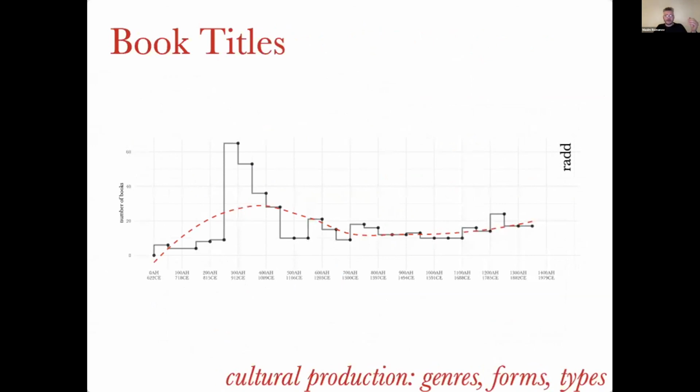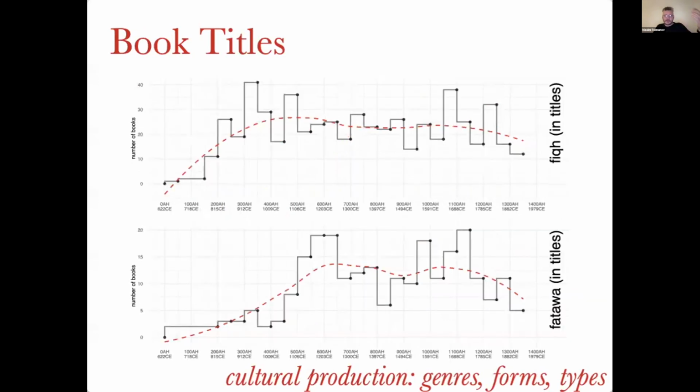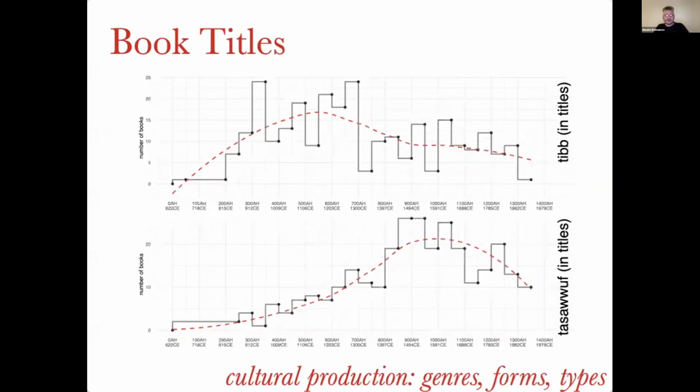So here's an example of books that have Radd, refutation, in their title, and you can see a huge spike of them in the early period during the formation of the Islamic religion as such. We can look at, of course, many other things. So here's an example of words in titles like sharh and hashia, and here we can see that one genre form is much earlier than another. In a sense, the second one being more complementary. The same thing with many other things, like here fiqh and fatwas, and here's the focus on medicine and tasawwuf, one being early, another being later.